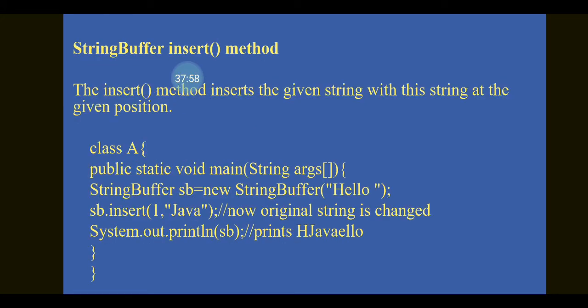The next method is the insert method. In order to insert the given string at the given position, we can use the insert method in StringBuffer. StringBuffer sb = new StringBuffer("hello"). The string hello is stored in sb, and sb.insert(1, "java") means that position 0 is held by h, and at the first position the java will be inserted, so when you print this, you will get the result as hjavaello.